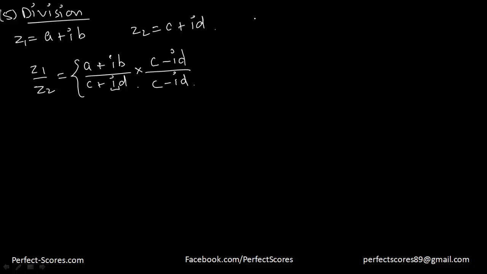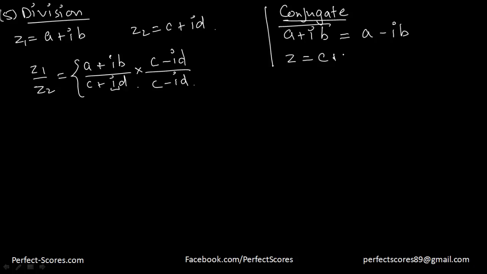So that is there. What is the conjugate? Conjugate of a complex number. Let's suppose you have a plus ib. Then the conjugate of a plus ib is going to be equal to a minus ib. So if you have a complex number c plus id, what is the conjugate? That is z bar, that is c minus id. So that is how you rationalize a complex number here.